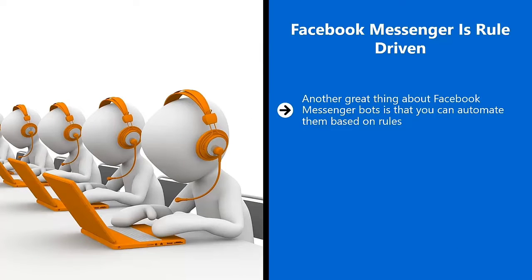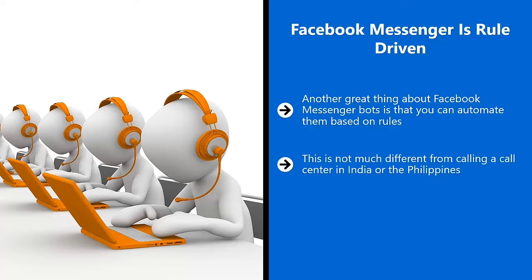Facebook Messenger is rule-driven. Another great thing about Facebook Messenger bots is that you can automate them based on rules. So, depending on how the customer responds to the information you send them, which in and of itself is a response to their initial inquiry, you can create a decision tree that sends different messages depending on the prompt.